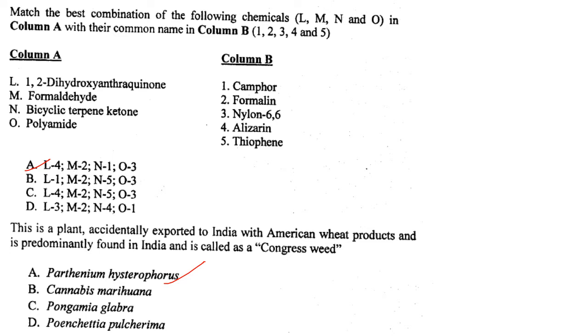This is a plant accidentally exported to India with American wheat products and is predominantly found in India and is called Congress weed. So what is the name they have asked? It is called Parthenium hysterophorus. Answer is option A.